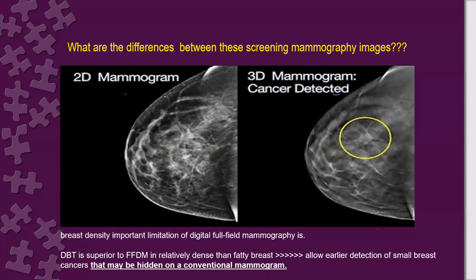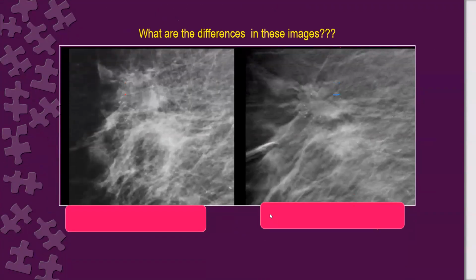In relatively dense breast, it improved the cancer detection. It has better sensitivity than full digital mammography, so it allows early detection of a small cancer that can be hidden on conventional mammography in relatively dense breast. Again, same thing. Can you see here? There is asymmetry. Here we can see just an asymmetry.